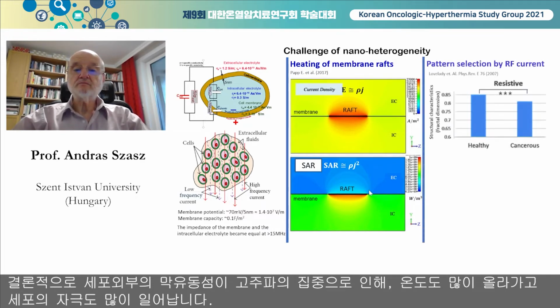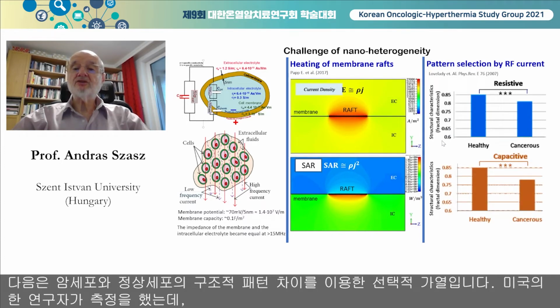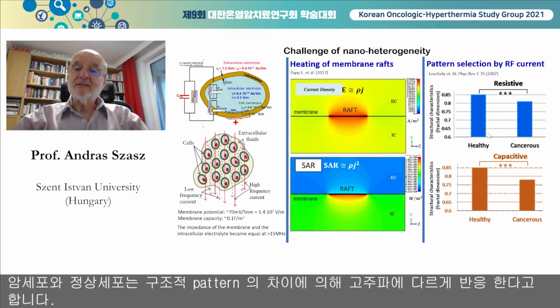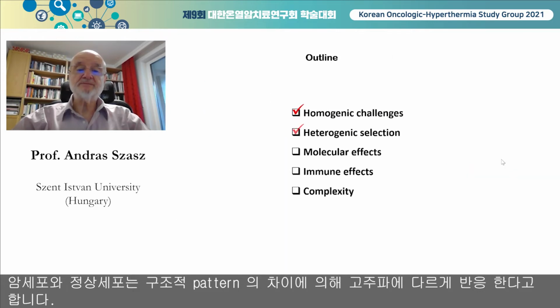It means that the thermal effect is also concentrating on the raft, like the non-thermal effect concentrates on the raft. The next is a pattern selection by radiofrequency current, which means that the structural characteristic can be measured. An American lab measured it, showing that resistive and capacitive parts differ very significantly from each other by their radiofrequency effect.